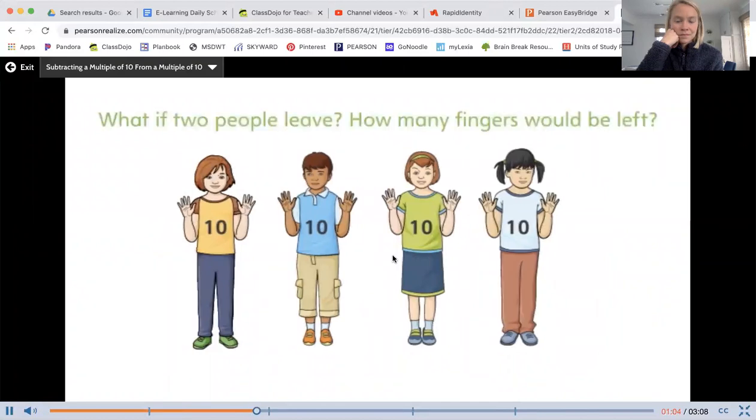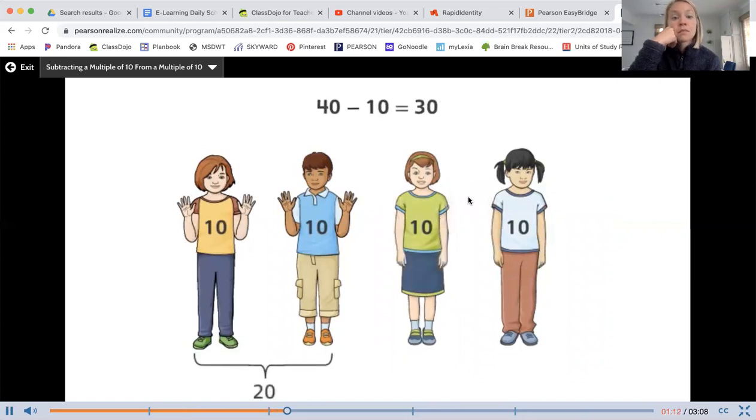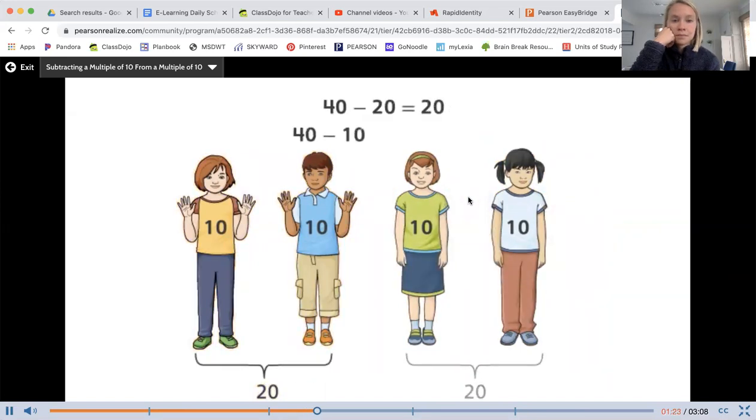What if 2 people leave? How many fingers would be left? All right, 2 people leave. So I'm thinking I cannot count her and I won't count her. So we have 40, and then I can just count these 2 guys over here. So I'll take the girl in the green and the girl in the blue over here out. 10, 20, I'm thinking 20. I know that 40 take away 10 is 30. Then take away another 10, and there are 20 fingers left. Toshi knew that 2 people is 20 fingers. 40 minus 20 is 20. 40 minus 10 equals 20.